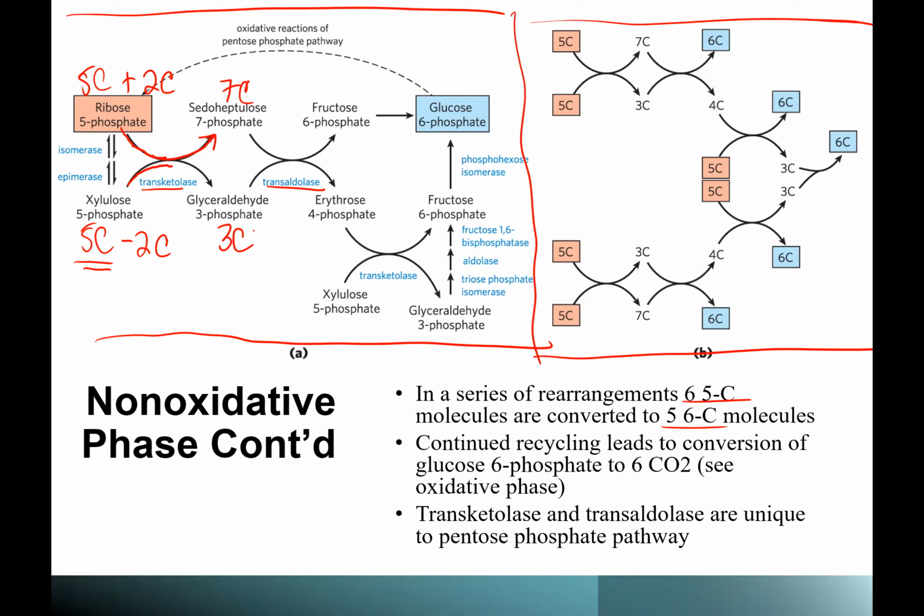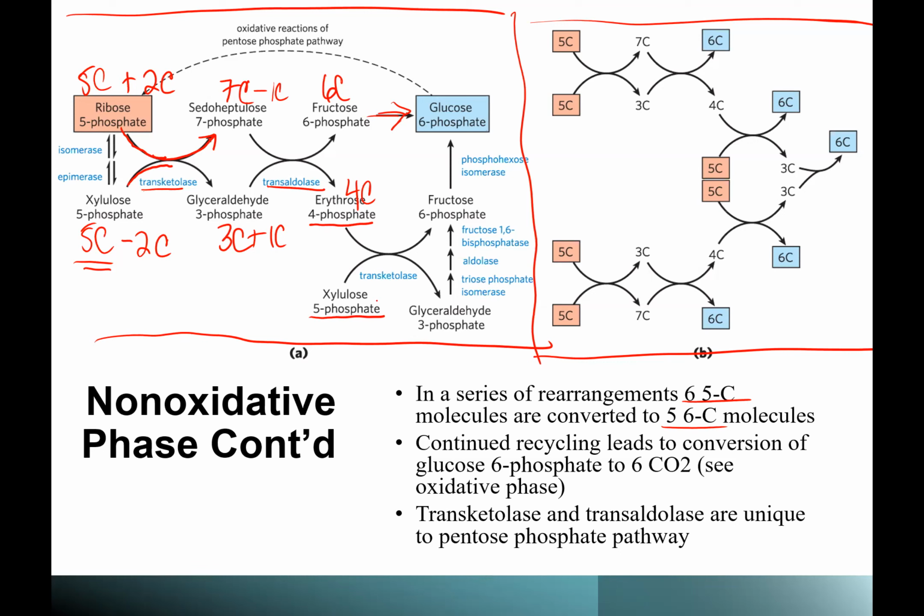So it doesn't stop there though. This madness continues. And in the next step, transaldolase, what's happening here? Well, this is a 6-carbon sugar, right? So we must be taking away a 1-carbon moiety from sedoheptulose 7-phosphate, minus 1 carbon, and we're pushing it over here to get a 4-carbon erythrose. Now, fructose 6-phosphate can be converted to glucose 6-phosphate. And here we need, for this reaction with this erythrose 4-phosphate, we bring in another xylulose 5-phosphate.